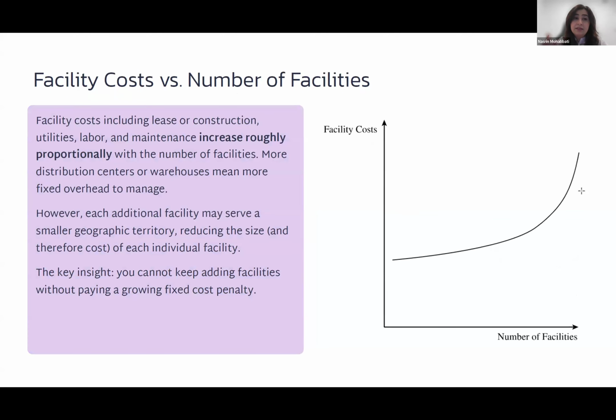And then facility cost versus number of facilities. Obviously, as we are increasing the number of facilities, the cost will increase as well. And the reason is that there are so many different costs involved in terms of maintenance, labor, energy, keeping up all the operations and processes and machineries and everything. So as we are opening new facilities, we are adding more cost to the system.